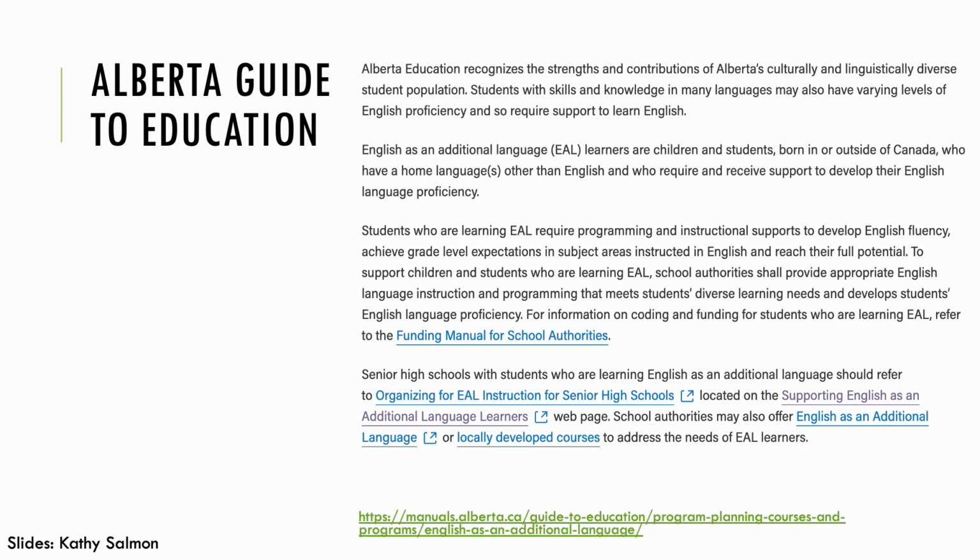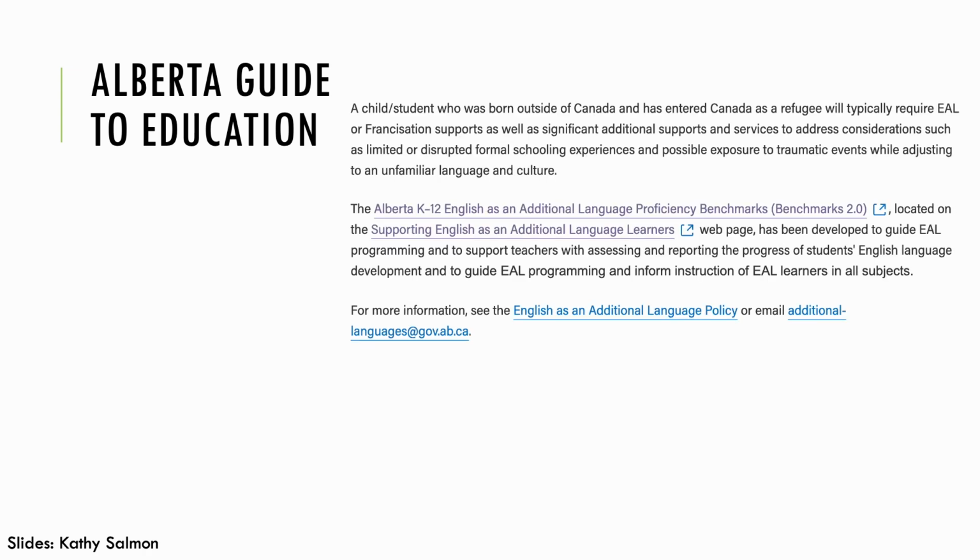The Guide to Education works in tandem with the funding manual. The Guide to Education stipulates that children and students who are learning English as an additional language shall receive appropriate English language instruction and programming that meets the students' diverse learning needs and helps the students to develop English language proficiency. The Guide to Education also recognizes the significant additional supports that a child or student who qualifies for the Refugee Grant will need, including programming and supports.